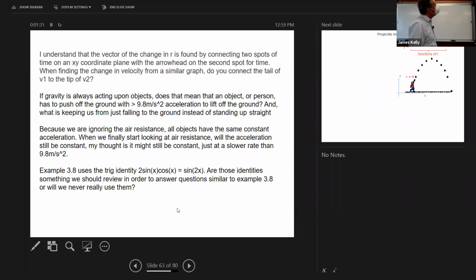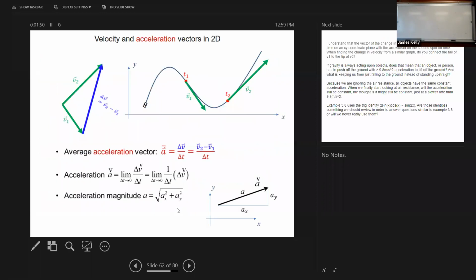I understand that the vector of the change in r is found by connecting two spots in time on an xy coordinate plane with the arrowhead on the second spot in time. When finding the change in velocity vector for a similar graph, do you connect the tail of v1 to the tip of v2? No, you don't. And let's go back here to look at this picture.